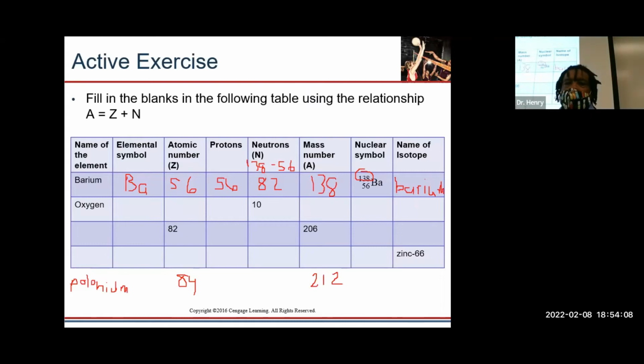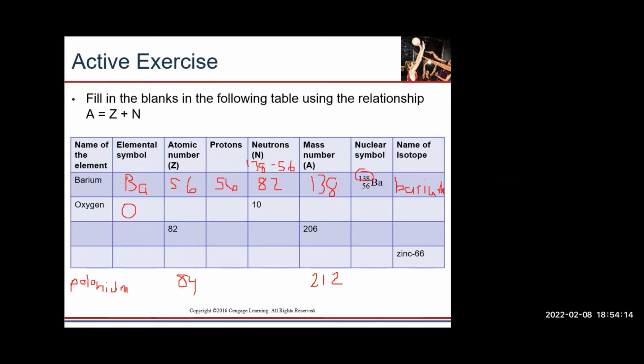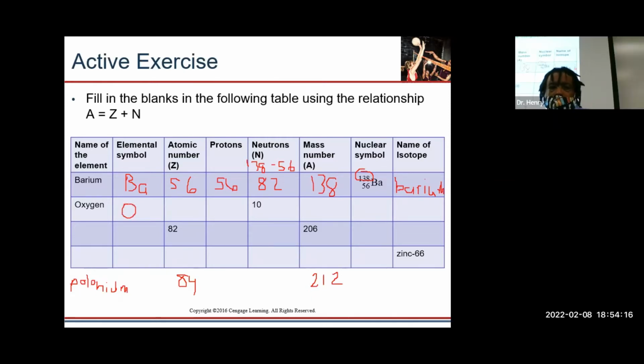Okay. So the next one, oxygen. What is the symbol for oxygen? What is the atomic number for oxygen? 8. What is the number of protons for oxygen? 8.